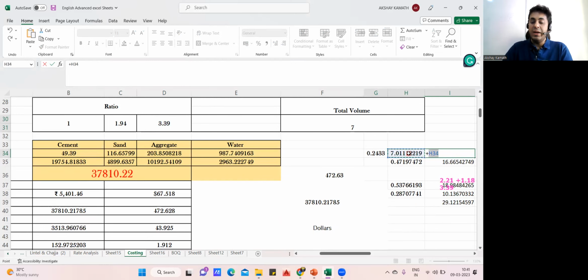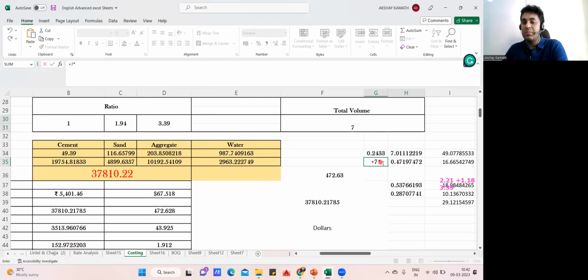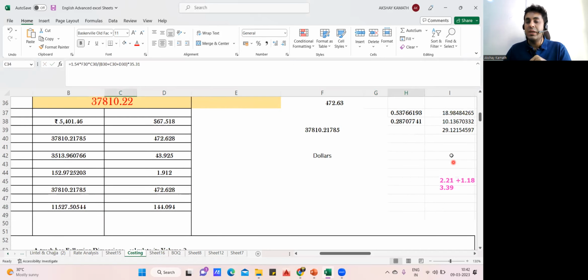7.01 bags were required. I'll multiply this by 7. So I require 49 bags. So you can see the same answer. Sand, I wanted 16.66 CFT for 1 cubic meter. For 7 cubic meter, I'll multiply 7 into this volume. I'll get 116.66, which you can see it here. Aggregate you want, you make it separate answers.